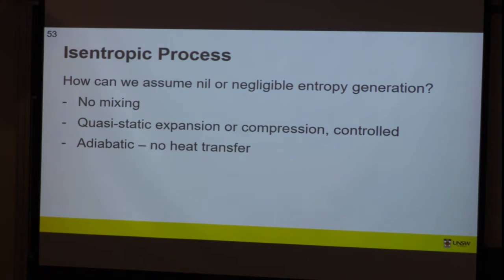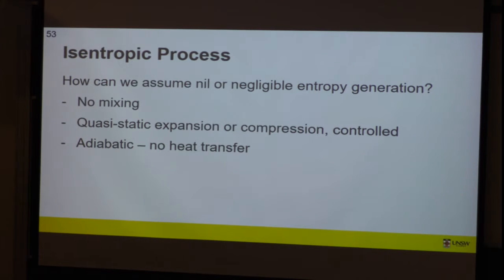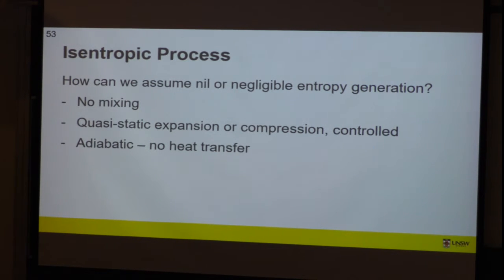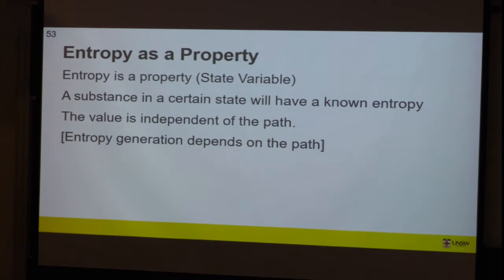So what do we say when we've got nil or negligible entropy generation? Nil, of course, being just an abstract concept that we don't actually achieve. So we can't have mixing, right? We can't have vapor and liquid mixing to become something else. We have to keep things in quasi-static states, so no free expansion. And we need to have no heat transfer across the boundaries. Which of course is very difficult to achieve.